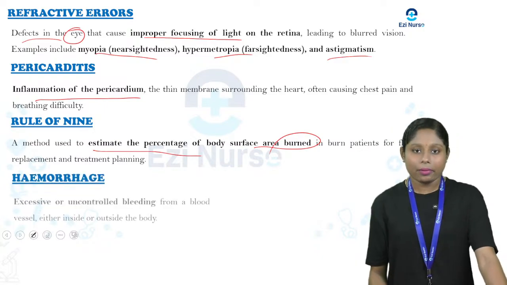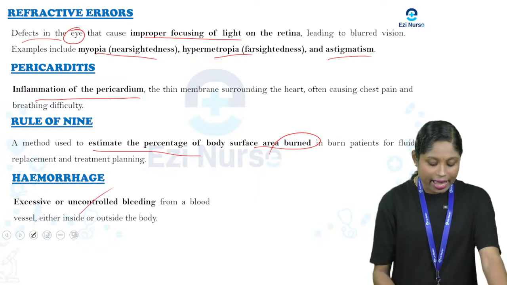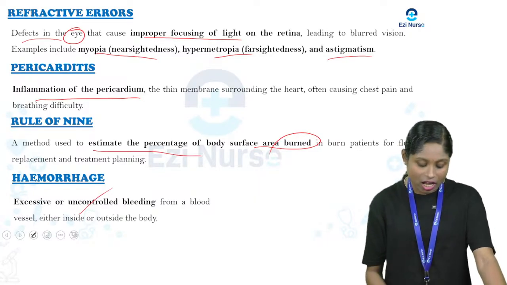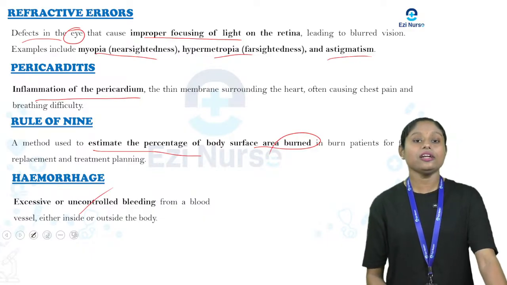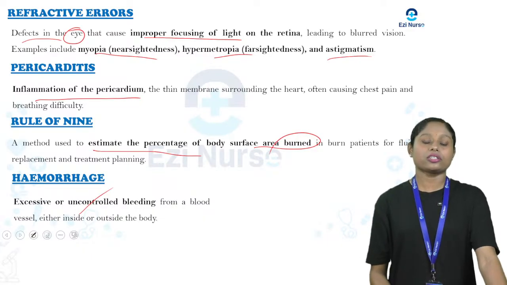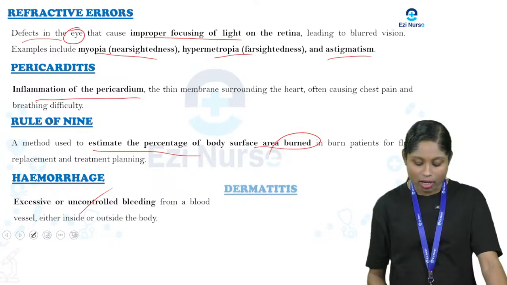Next is hemorrhage. What is hemorrhage? It is the excessive or uncontrolled bleeding from a blood vessel, either inside or outside the body. So it's uncontrolled bleeding. That is what is called hemorrhage.